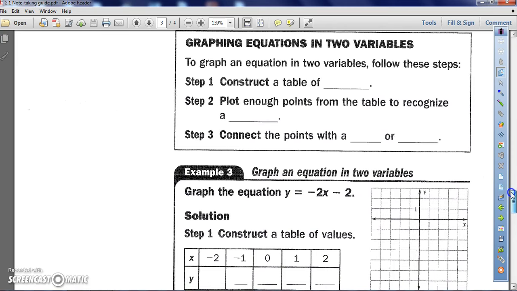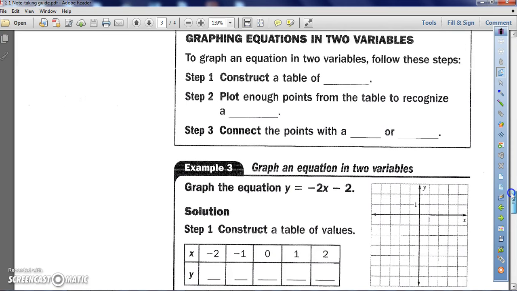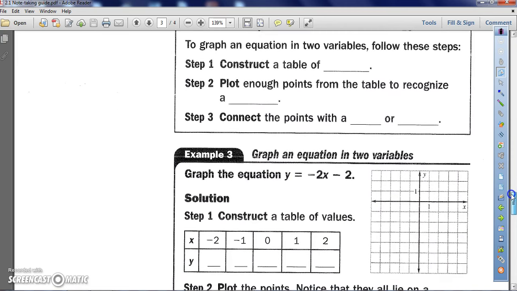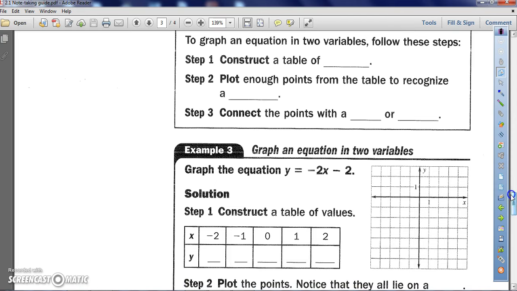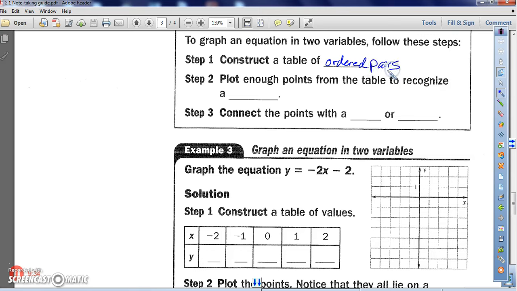Okay. Now, graphing an equation in 2 variables. When we have 2 variables, an x and a y both, we can graph this equation. One way to graph this equation is by constructing a table. So we construct a table of ordered pairs. Then we plot enough points from the table to recognize a line. Then we connect the points with a line or a curve.